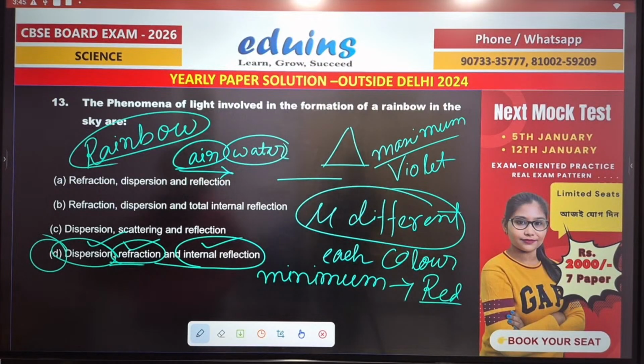Arjun, there occurs dispersion first, then refraction. So the D option is the correct answer.